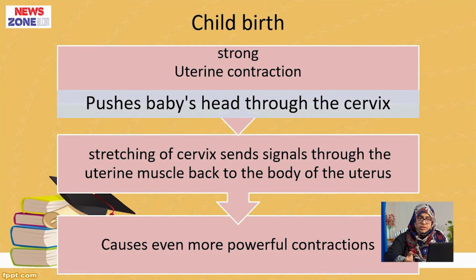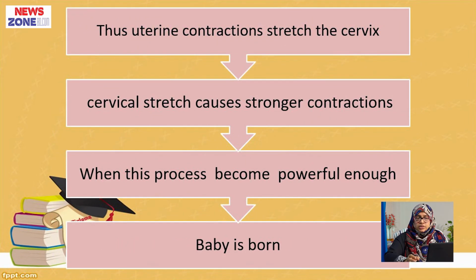Strong uterine contractions push the baby's head against the cervix, and that causes stretching of the cervix, which sends signals to the uterine muscle and body of the uterus, causing more powerful uterine contractions. Thus uterine contraction causes more stretching of the cervix, and this cervical stretch causes more contraction of the body of the uterus. This process becomes more powerful, and in this way childbirth occurs.